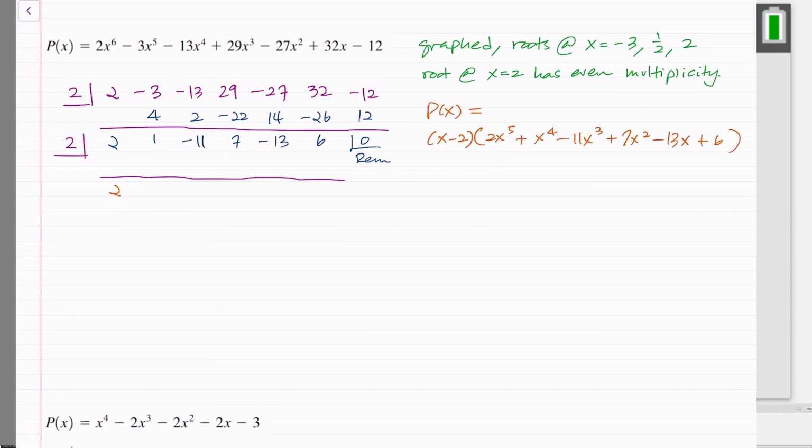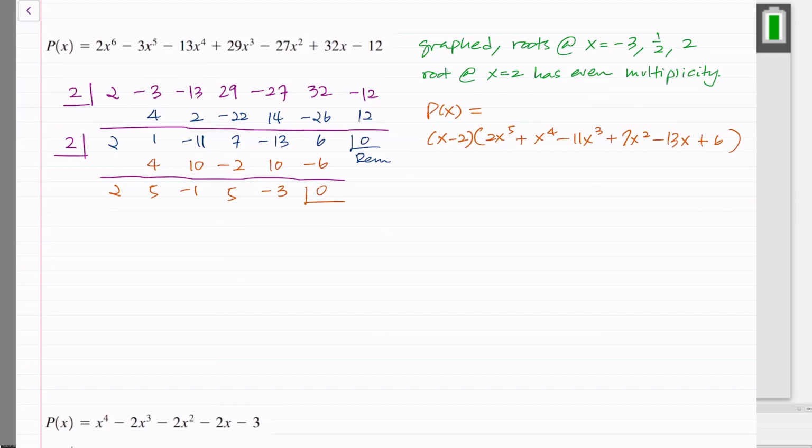So bring down the first number. 2 times 2 would be 4. 1 and 4 would be 5. 2 times 5 is 10. Negative 11 plus 10 is negative 1. 2 times negative 1 is negative 2. 7 plus negative 2 is positive 5. 2 times 5 is 10. Negative 13 plus 10 is negative 3. 2 times negative 3 is negative 6. And 6 and negative 6 goes away.